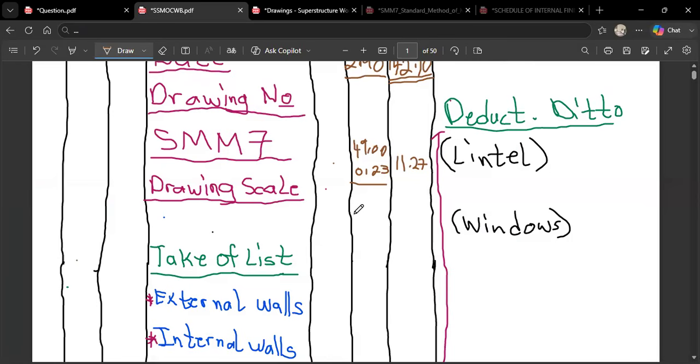So here is going to be what? 3.60 times what? 1.20. Very good. Then from here, you can just multiply it. If you look at the plan, it's just one. This is the only longest window in the plan. So if you multiply this, what are you going to get? You're going to get 4.32.